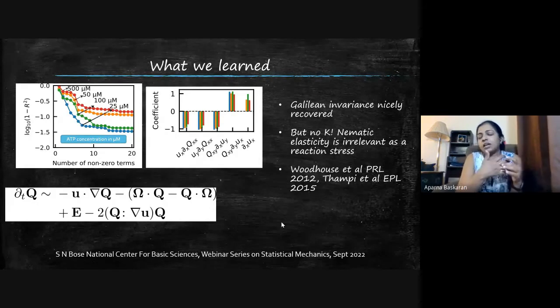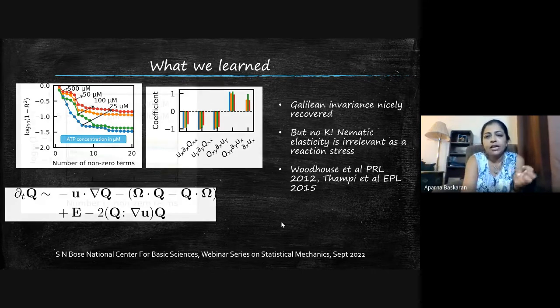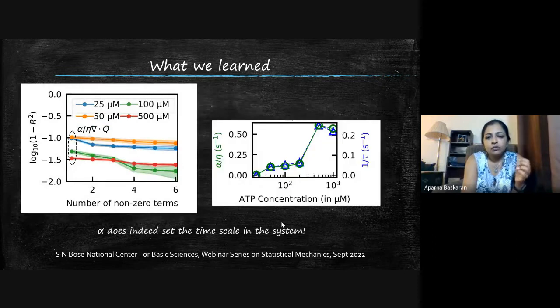I mean, other people have considered models for active pneumatics without any pneumatic reaction stresses, like in these papers. So what we found is similar to what these people found. And then what we did was we found the alpha value again by fitting directly to the flow equations in the data. And we asked, how does this alpha value scale with ATP concentration?